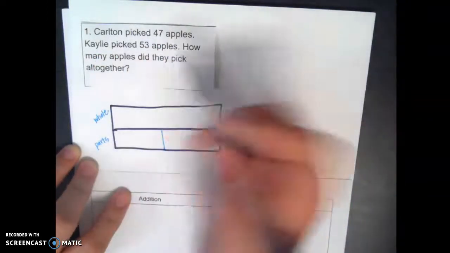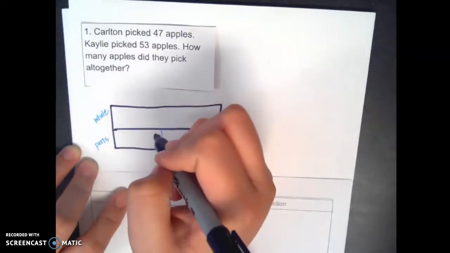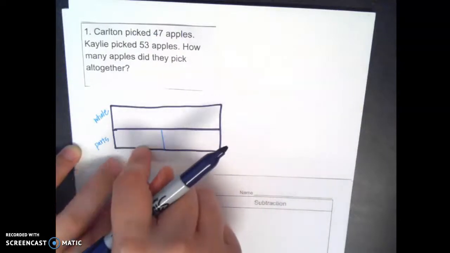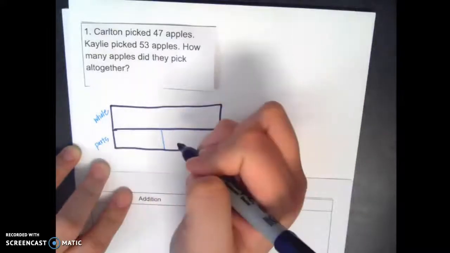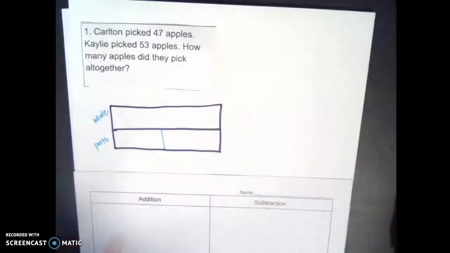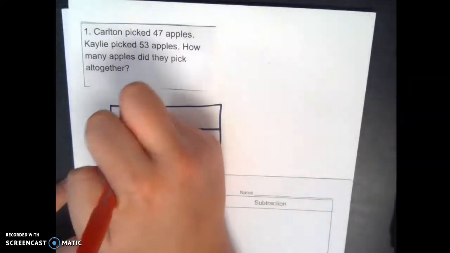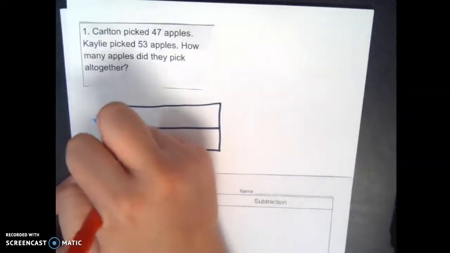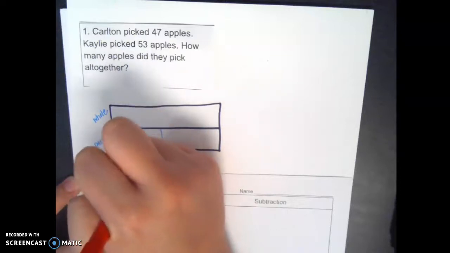One of my parts is 47 apples. Or is that my whole? Is 47 the total number of apples? Or is 47 part of the apples that were picked? 47 is going to be part of the apples that were picked. And they were picked by Carlton. So I'm going to write Carlton's apples.